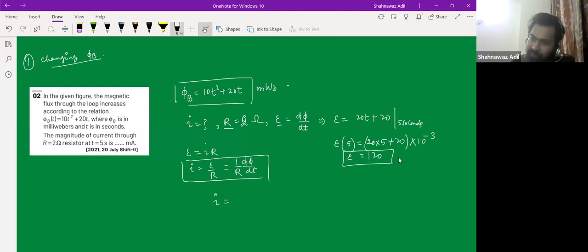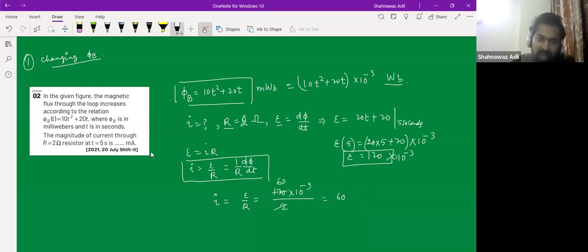So this is into 10 to the power minus 3 webers. We have to use the SI unit, so this would be in webers. I is simply E by R, so E is 120 into 10 to the power minus 3 divided by R, which is 2 ohms. So this is 60.